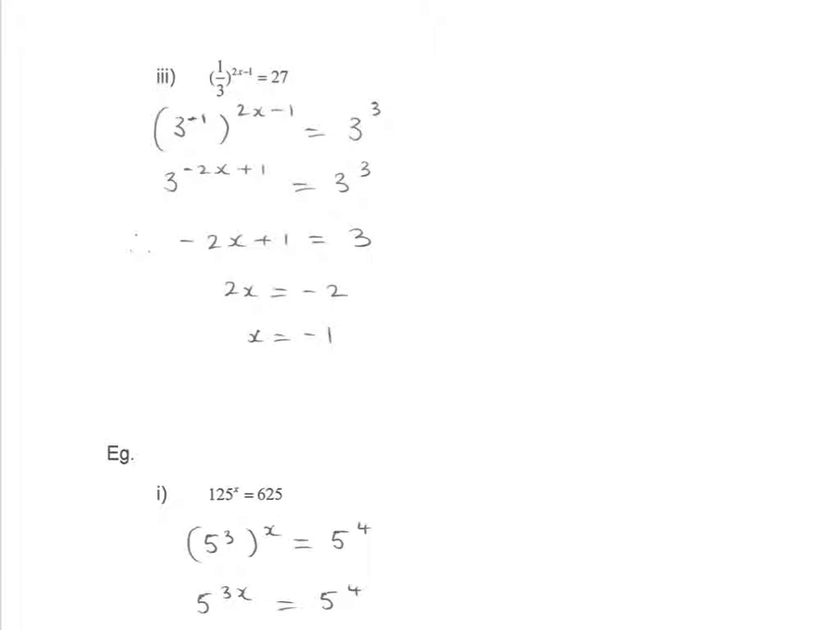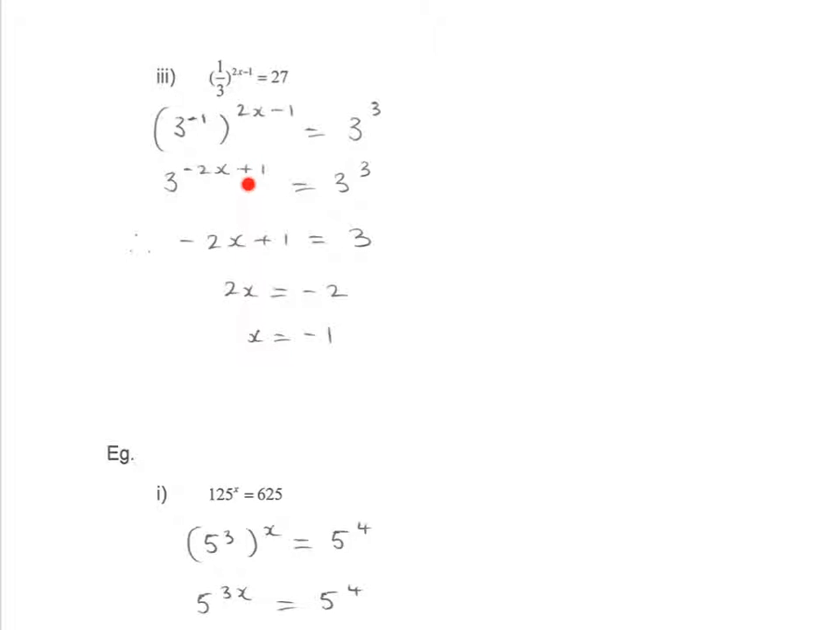Okay, part 3 of the same example then. Using the same principles, we want the same base number on both sides. So a third we can write as 3 to the power of minus 1. The 27 can be written as 3 cubed. Power raised to another power again, being careful with this negative sign, gives us minus 2x, and minus 1 times the minus 1 giving us a plus 1.